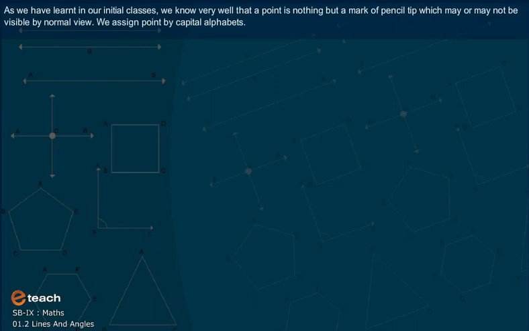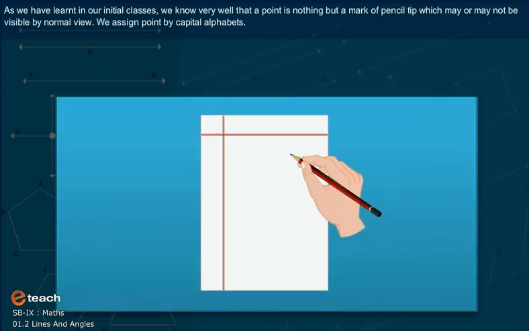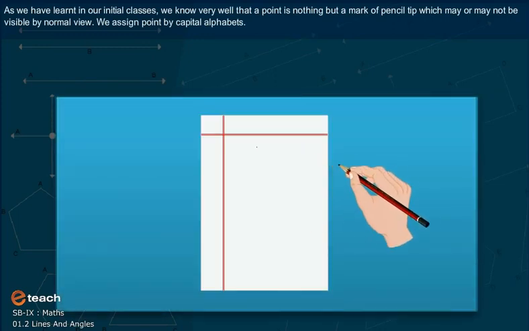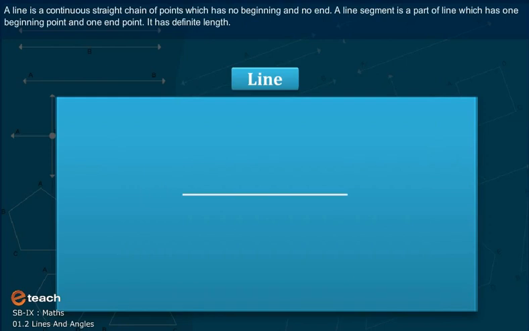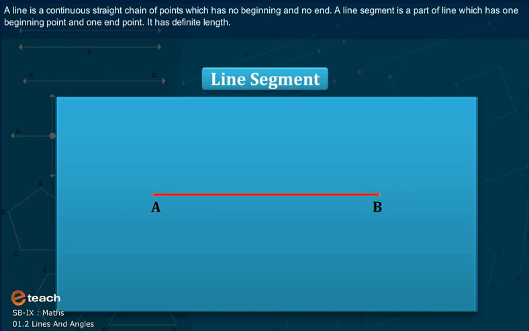As we have learnt in our initial classes, we know very well that a point is nothing but a mark of pencil tip which may or may not be visible by normal view. We assign points by capital alphabets. A line is a continuous straight chain of points which has no beginning and no end. A line segment is a part of a line which has one beginning point and one end point.